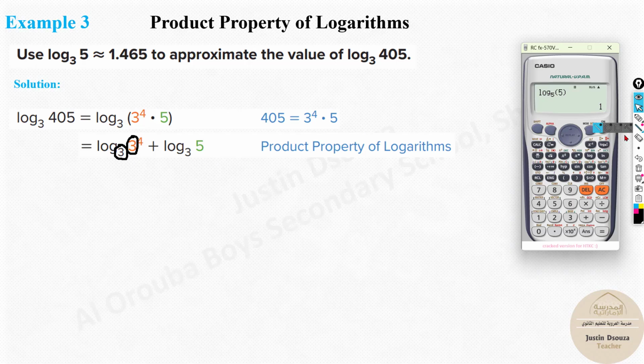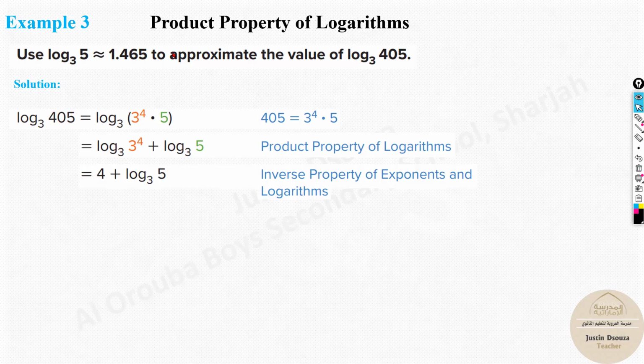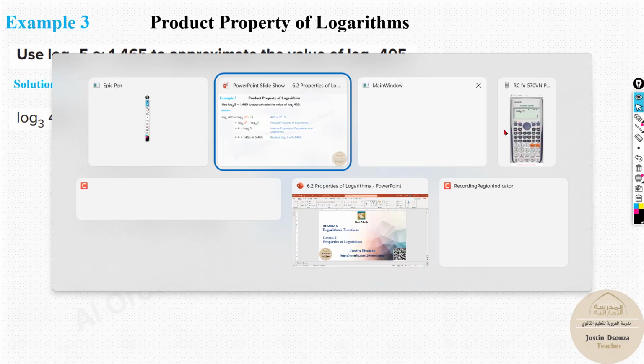Same way, we know the property. What is the property? This 4 comes down, log base 3 of 3, so this is equal to 1. So you're remaining with 4. That's why it's 4. Inverse property of exponents and logarithm. And over here, you know the value 1.465, right? Just add over here, the answer is 4.65.